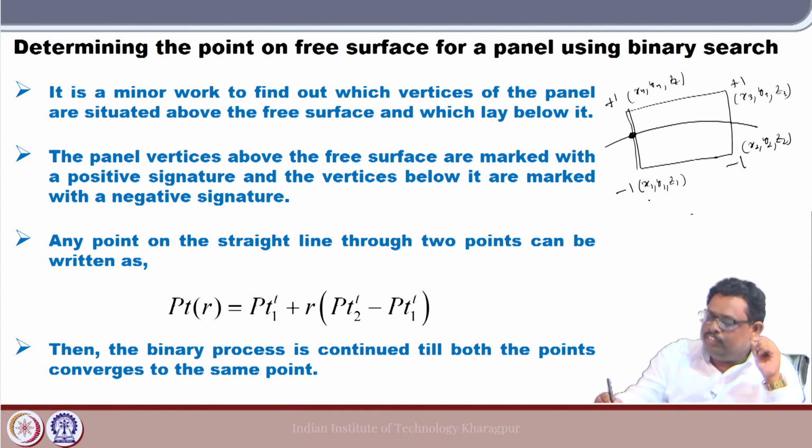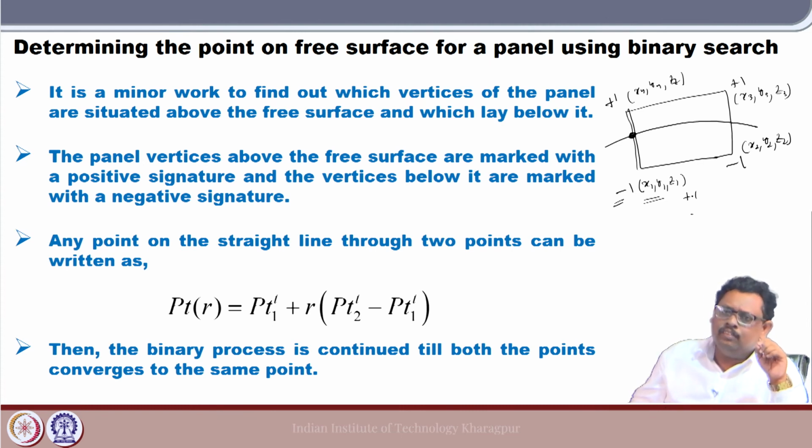Why? Because if you know your x1 and y1, you can find out at this point what your wave elevation is. Now, if the wave elevation is more than z1, then this point has a negative signature, right, and if it is less than that wave elevation, z1 should have the positive signature. This is elementary. I have all 4 points, I have the x coordinate, y coordinate, and then I know what my wave elevation is at that point.